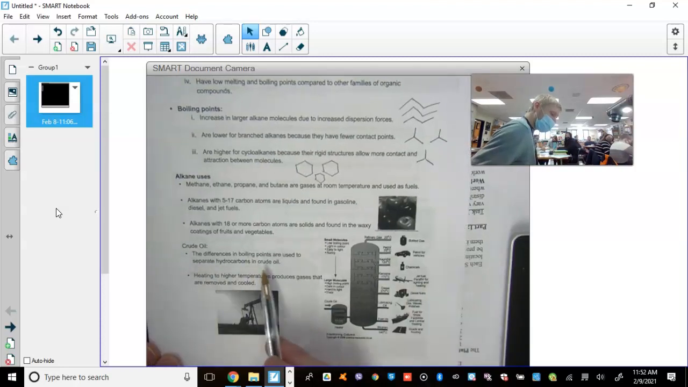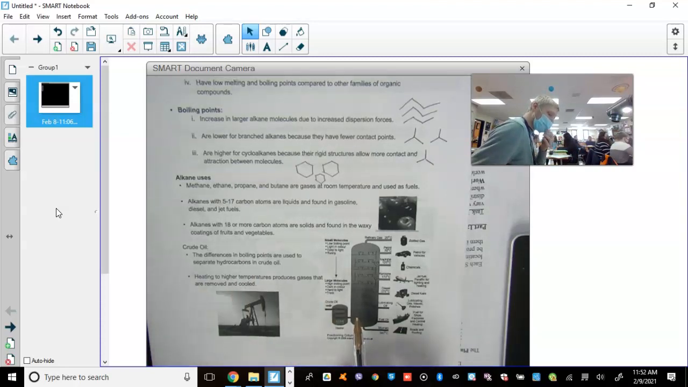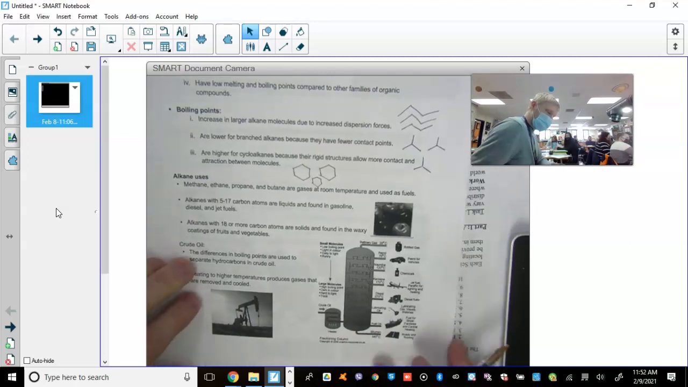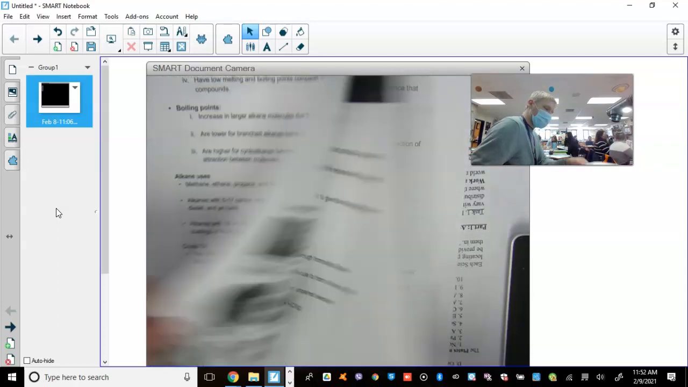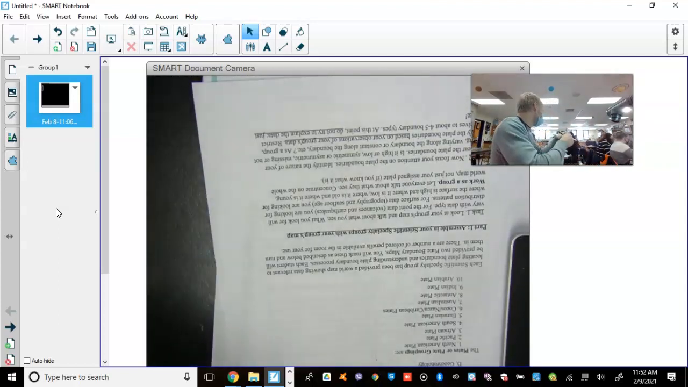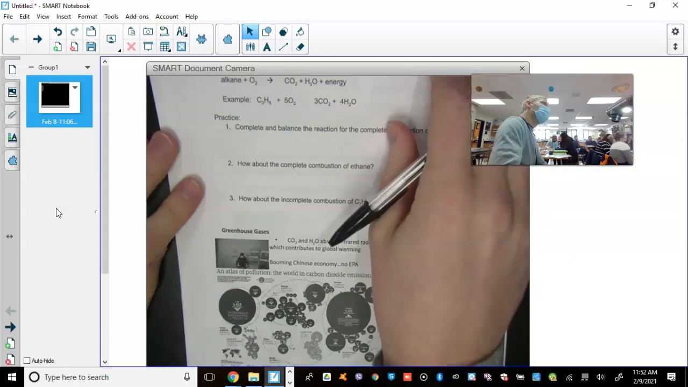All right, differences in boiling points are used to separate hydrocarbons in crude oil. So that's what a refinery does, boils it in a safe way. And heating to a higher temperature produces gases that are removed and cooled. And that's just crude oil, the easy to get oil. In North America, they got oil shale where they crush sedimentary rock and squeeze out the oil.